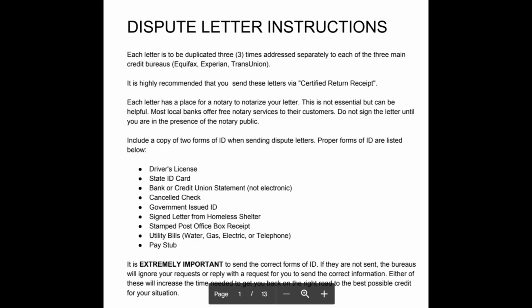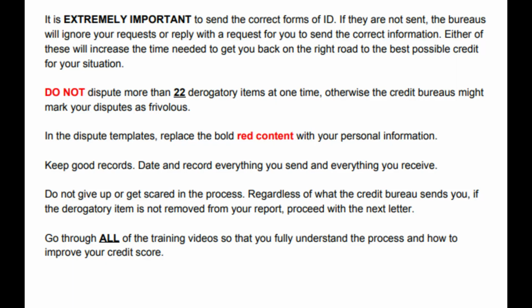Always going to be using a notary. You know what I'm saying? If you ever wonder why they act like they never got your shit, it's because they can. Because a notary didn't fucking send it. So always use a notary to send that shit.